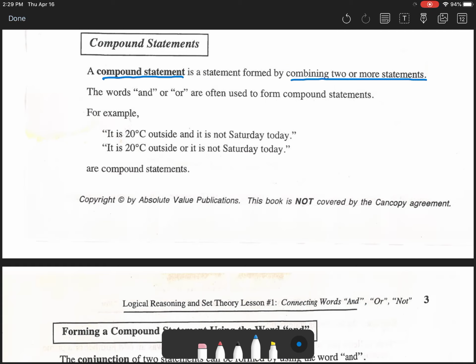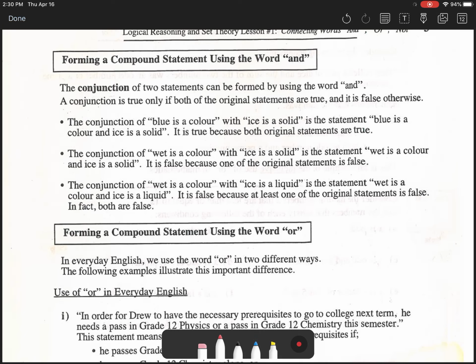Next important term is a compound statement. A compound statement is formed by combining two or more statements. So I take two or more statements and I bring them together, and that's what gives me what we call a compound statement. The words and, or are often used to form compound statements. So for example, it is 20 degrees outside and it is not Saturday today. It is 20 degrees outside or it is not Saturday today. Those are both examples of compound statements. Again, taking two or more statements and bringing them together into one. That's what we call a compound statement.